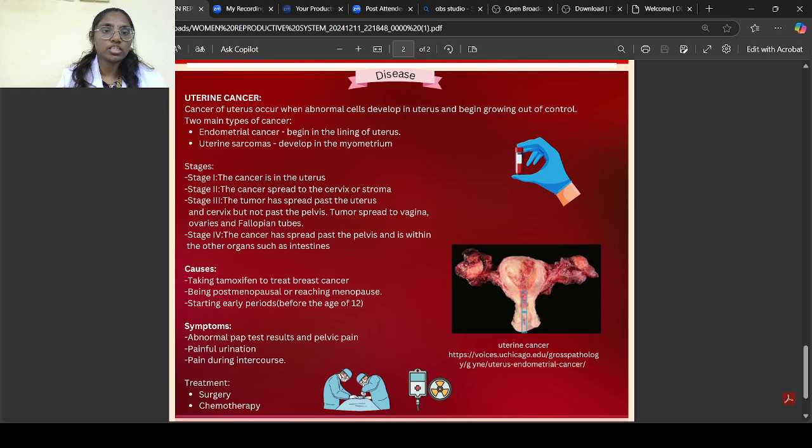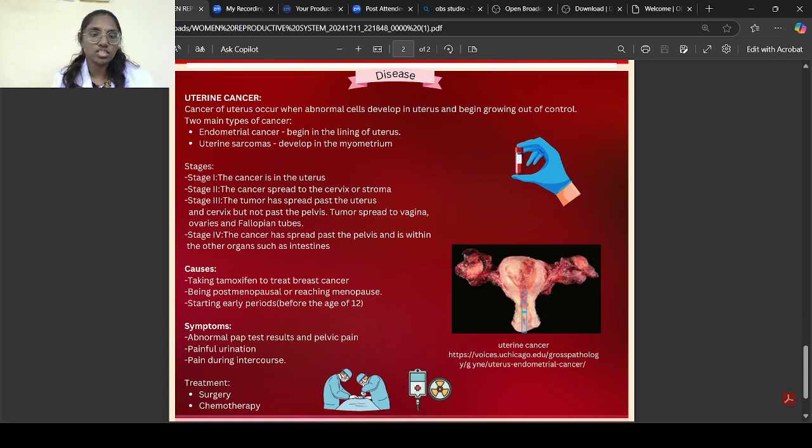So let's talk about the stages in uterine cancer. During stage 1, the cancer is in the uterus. Stage 2, the cancer spreads to the cervix or stroma. Stage 3, the tumor has spread past the uterus and cervix but not past the pelvis. The tumor spreads to the vagina, ovaries and fallopian tubes. Stage 4, the cancer has spread past the pelvis and is within other organs such as the intestines.